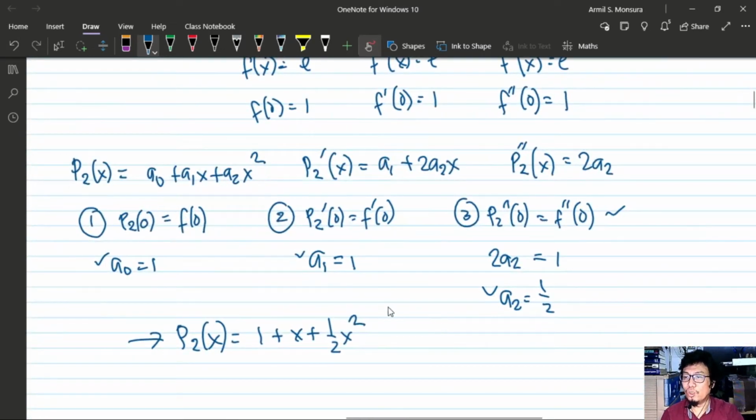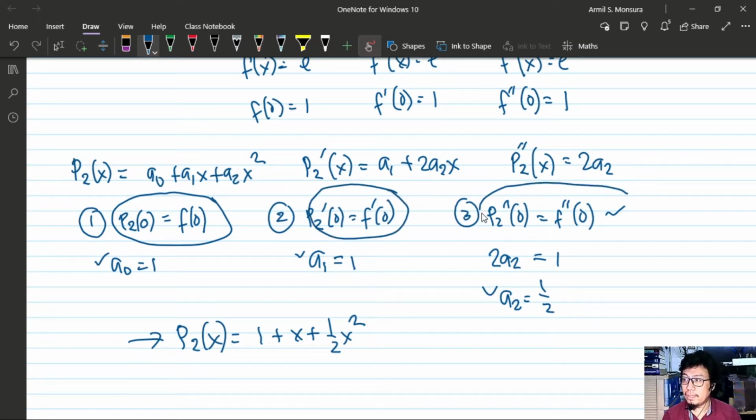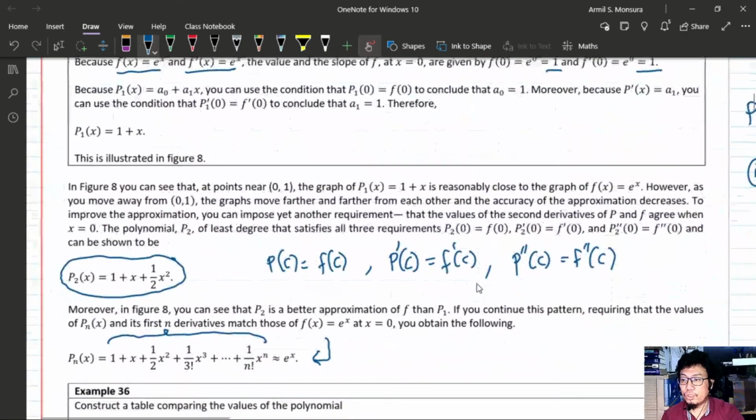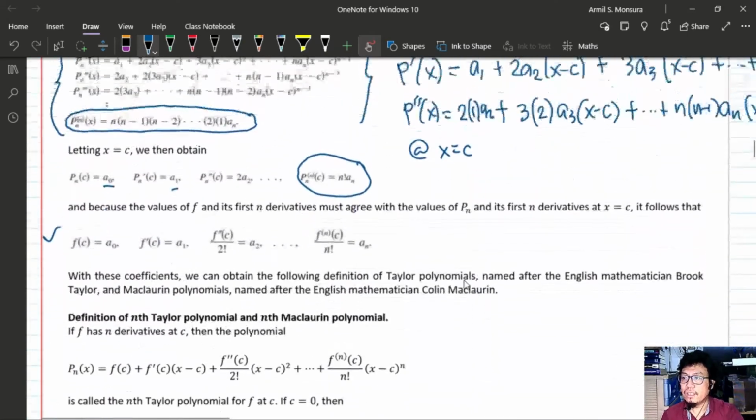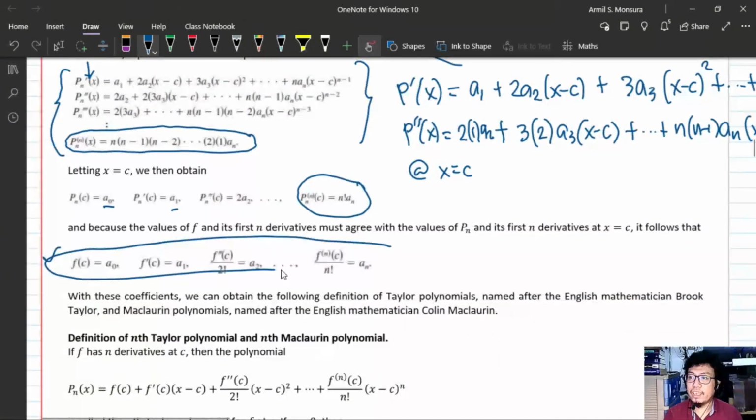We have their function values equal at x equals 0. We have their first derivatives equal at x equals 0. We have their second derivatives to be equal at x equals 0, and so on. If you do that, you'd be able to solve for a0, a1, the coefficients of the polynomial, and those coefficients would turn out to be these.